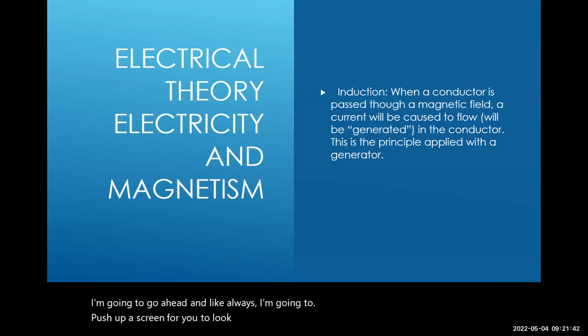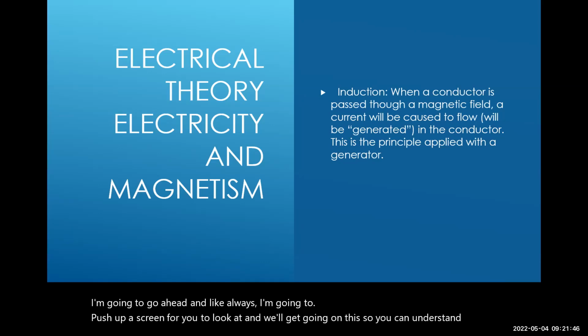Okay, folks, continuing on with our electrical part, we are going to start talking about electrical theory and then we'll get into electricity and also magnetism. It's important that you understand because we use a lot of magnetism and electronics in cars. So let's go ahead and get started. Like always, I'm going to push up a screen for you to look at and we'll get going on this so you can understand.